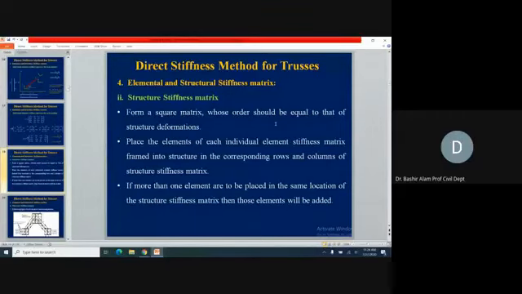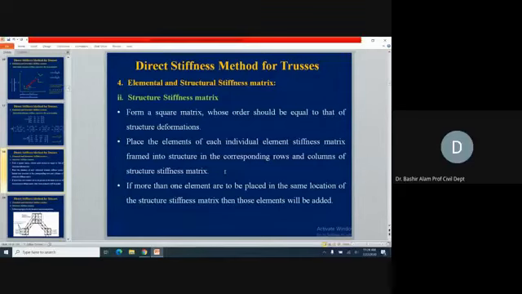The order of the structural stiffness matrix will be 6 cross 6 now. Now place the elements of each individual element stiffness matrix framed into structure in the corresponding rows and columns of the structural stiffness matrix. So from the element stiffness matrix, exactly at the same location we need to put the elements in the structural stiffness matrix. This is step number 2.